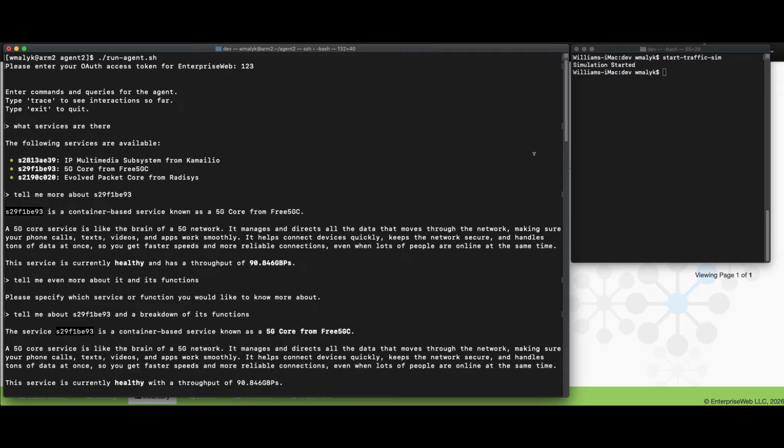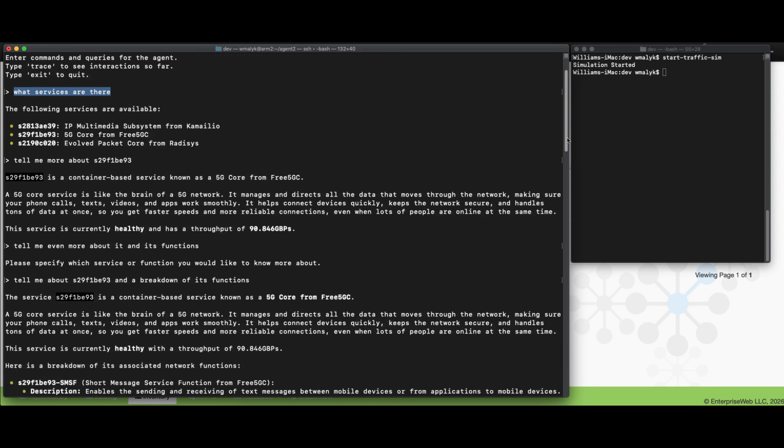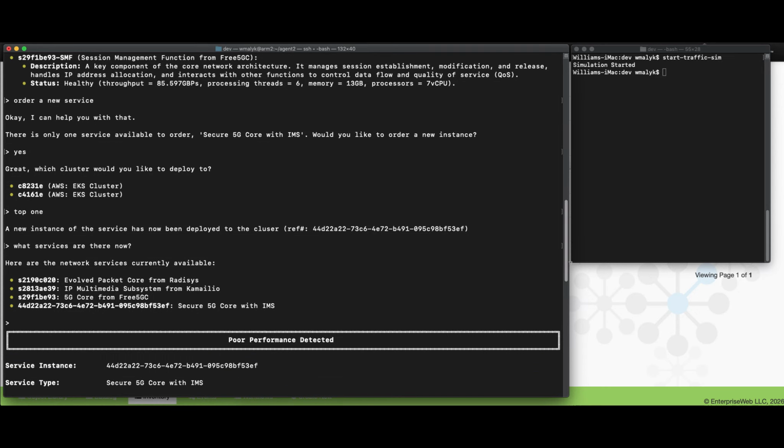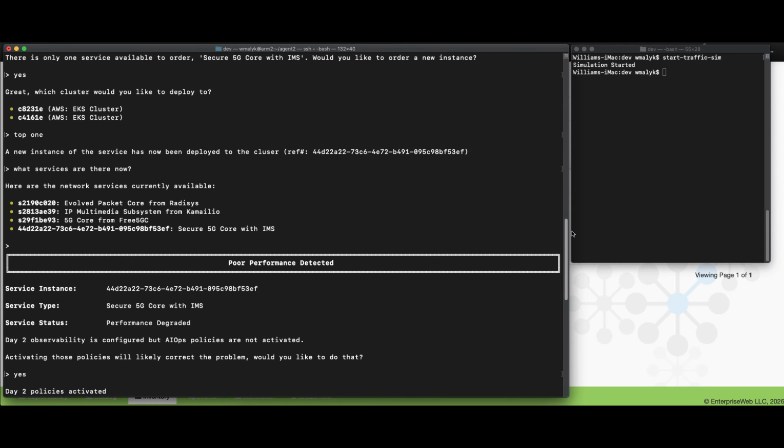So just recapping what we did previously, you saw in the first demo that we created a set of LangGraph agents, including a coordination agent. In the second demo, we used that coordinator agent to actually talk to our network. We were able to ask questions about the network services that were there and interrogate their health. We were even able to order a new service. And then finally, we got to the point where a network event occurred, where it detected a problem with performance, and it was able to start a root cause analysis that determined AIOps policies were not activated. We turned them on, right?